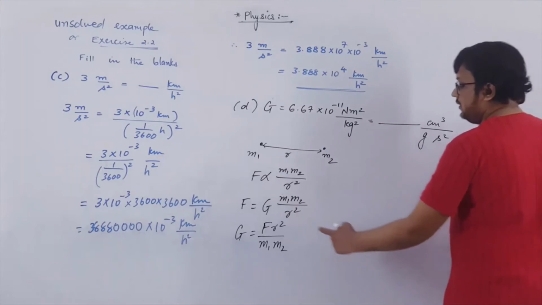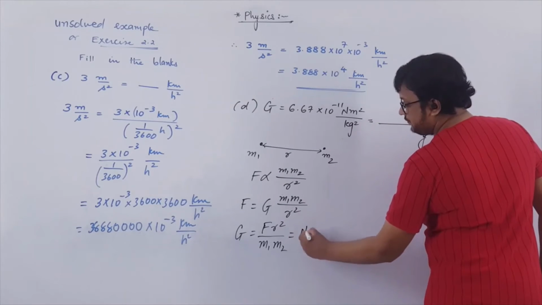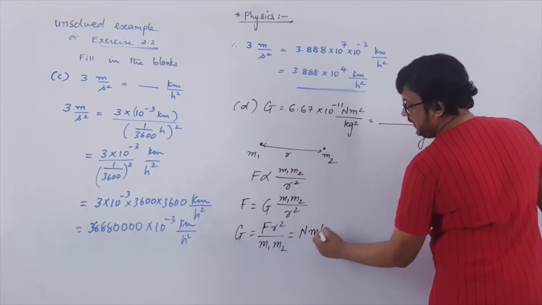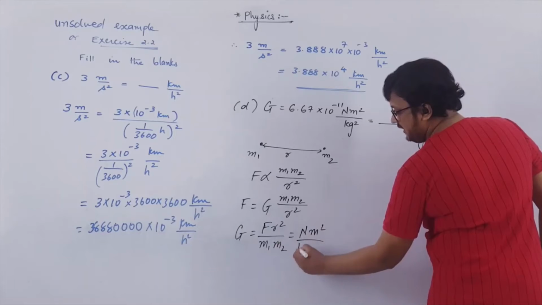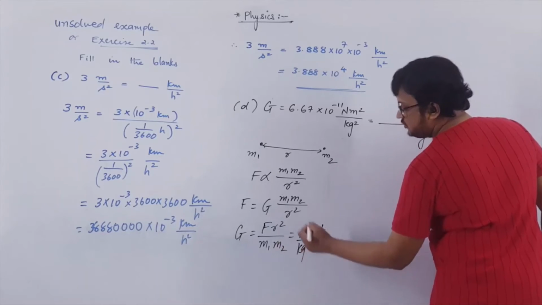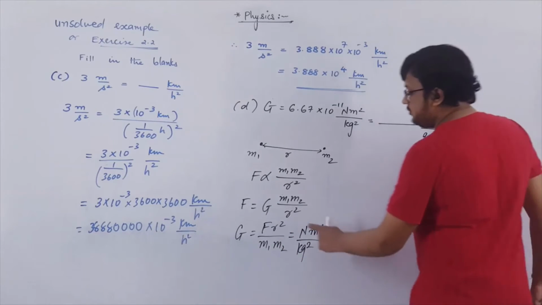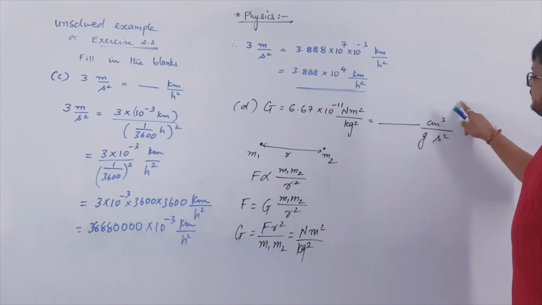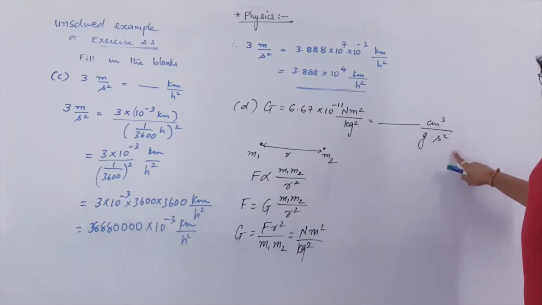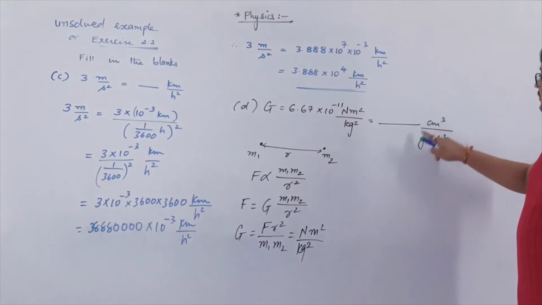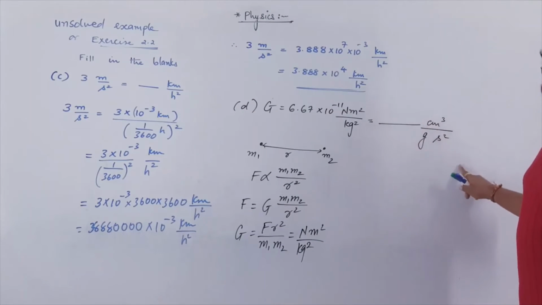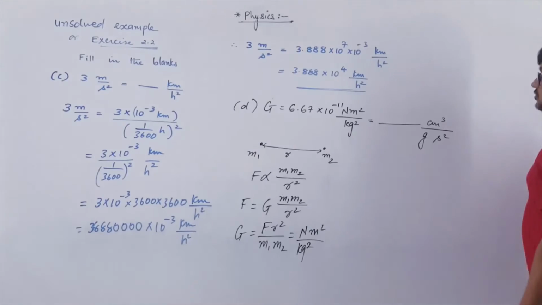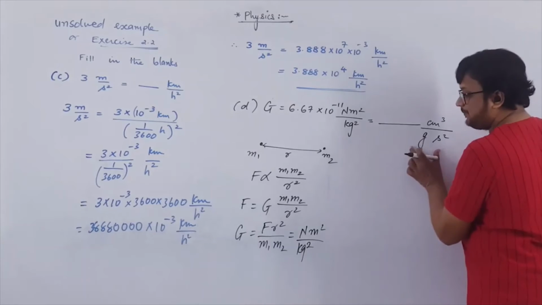Here the unit for force is Newton, r is the distance between the two, that is meter, so meter square, upon m, which is mass, kg into kg is kg square. Therefore the unit of G will be Newton meter square upon kg square. But here we want centimeter cube upon gram second square, so we have to convert this into that form.